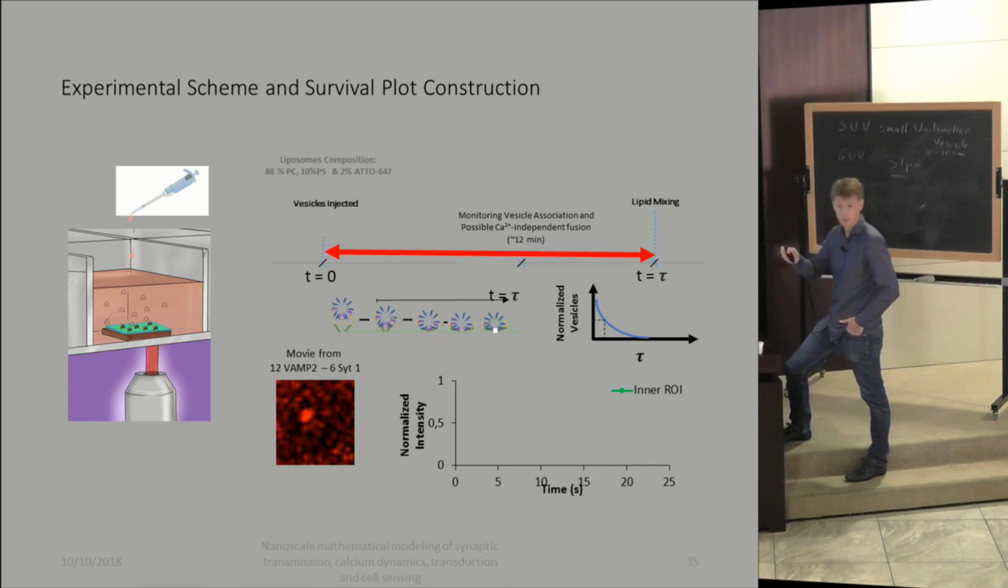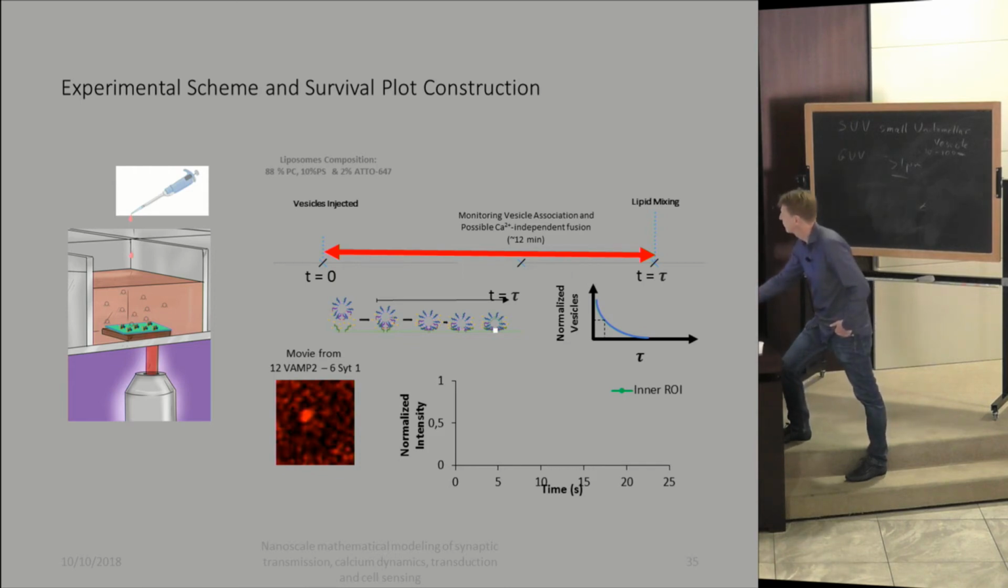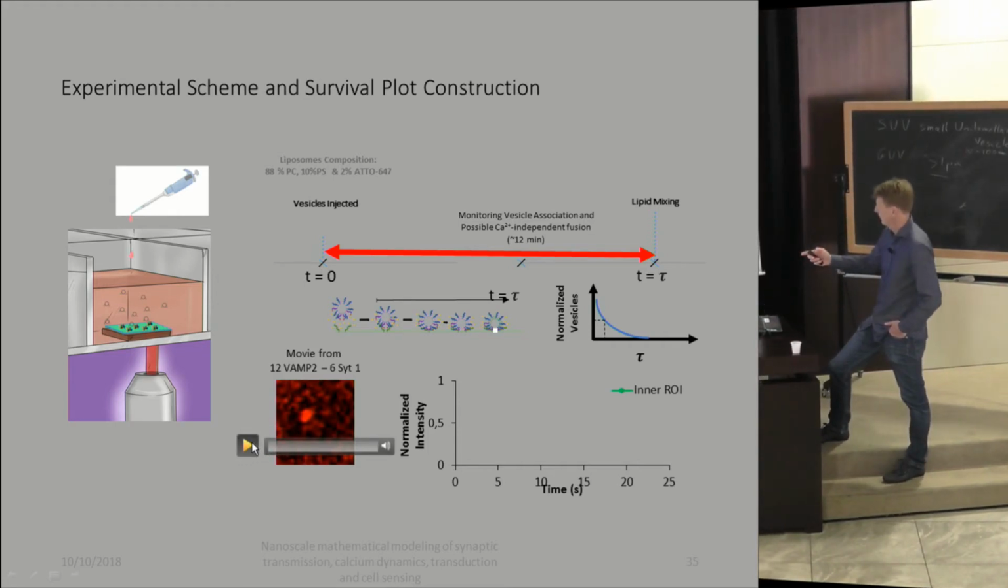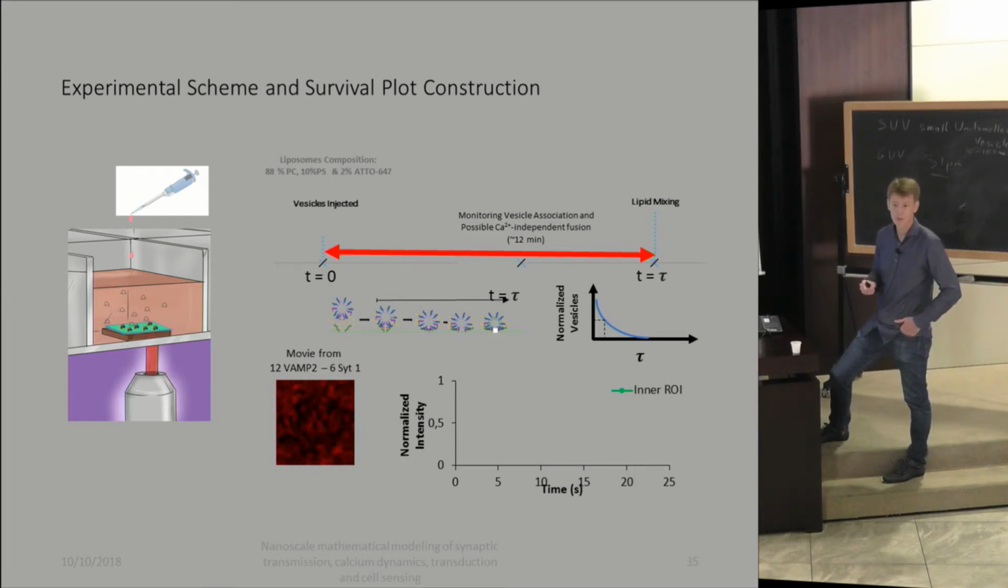And we'll do experiments in various conditions with various quantities of synaptotagmin or complexin or SNARE. So this is typically a movie that we see, with twice as many VAMP as synaptotagmin. And you see a vesicle that's here, and it fuses. It wasn't very fast, but it fused.